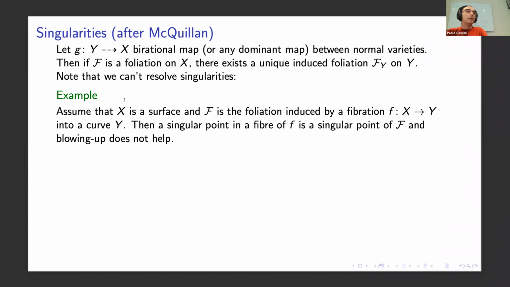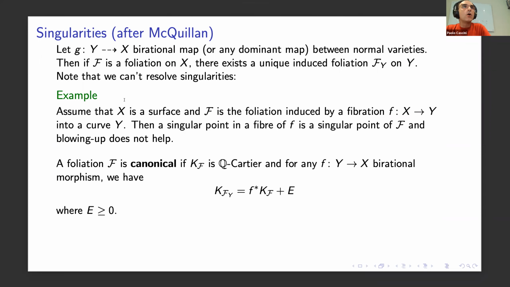But this is not a problem. I mean, we need to live with singularities, but that's something that we know for a long time, even for varieties. Thanks to the work of McQuillan and many others, we have an idea what singularities might appear in the world of foliation, at least in birational geometry.